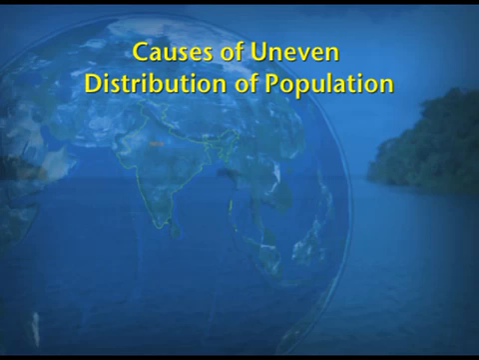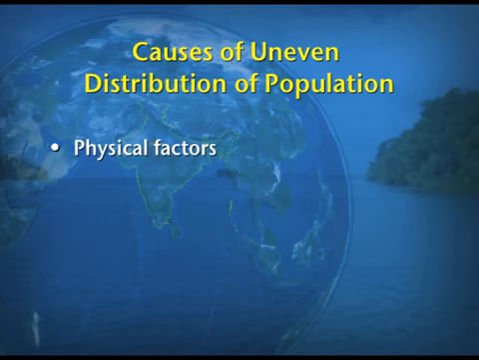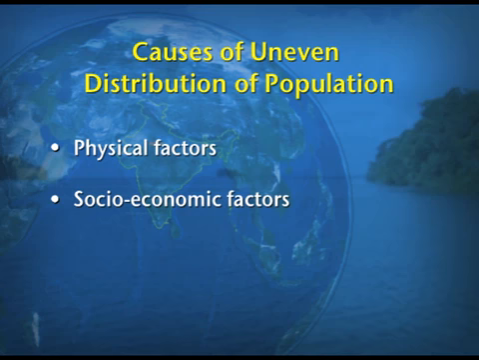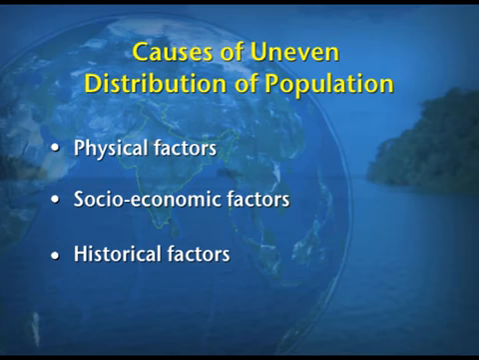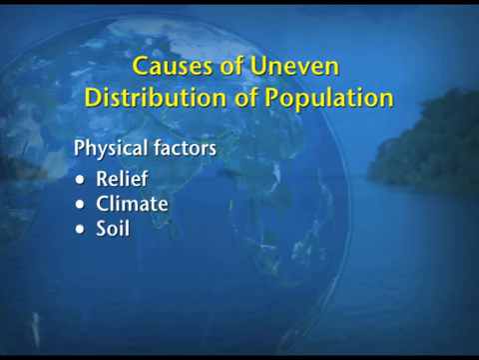Now the question arises, what are the causes of this uneven distribution of population in the country? There are certain factors, physical factors, socio-economic factors and historical factors which are responsible for the uneven distribution of population. If we take up the physical factors first, physical factors means relief, climate, soil; these are the factors which come under the physical factors.